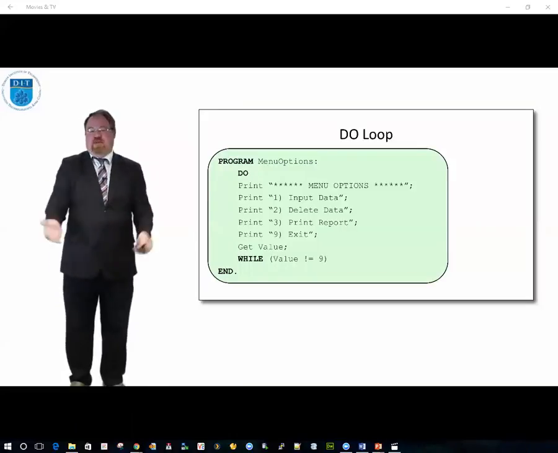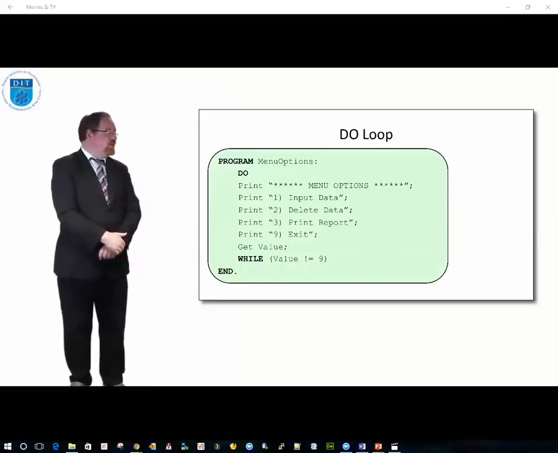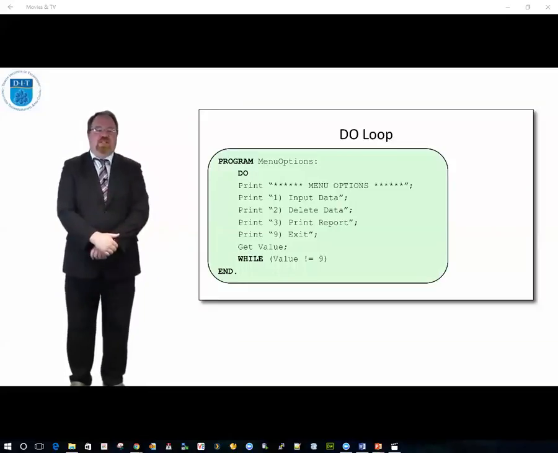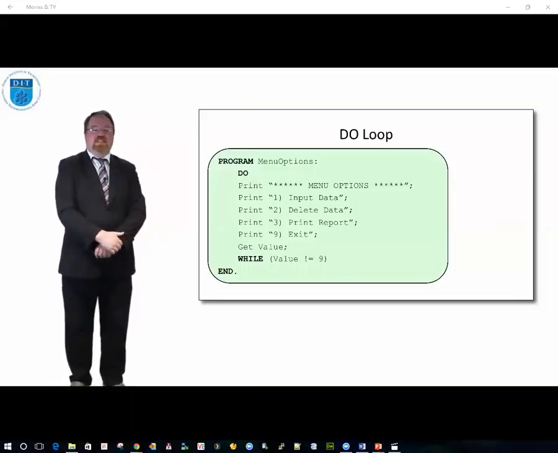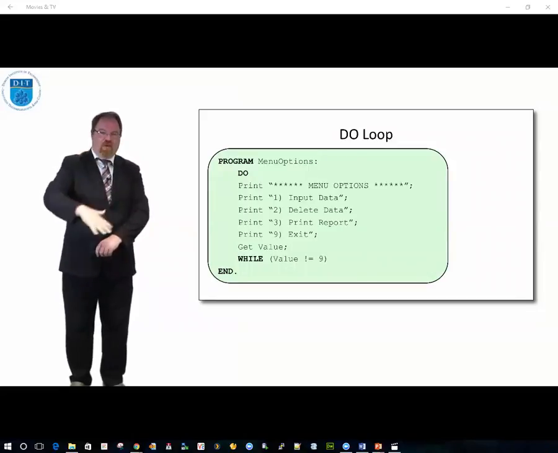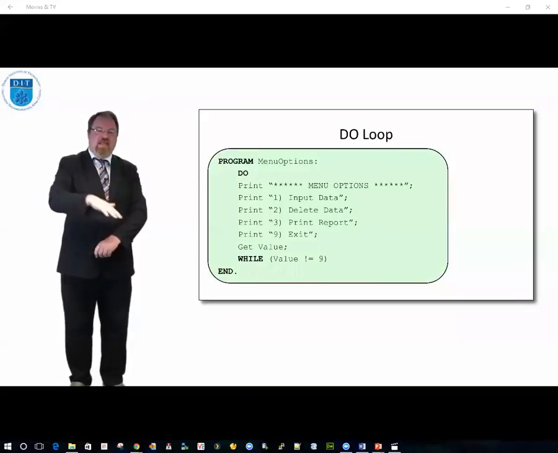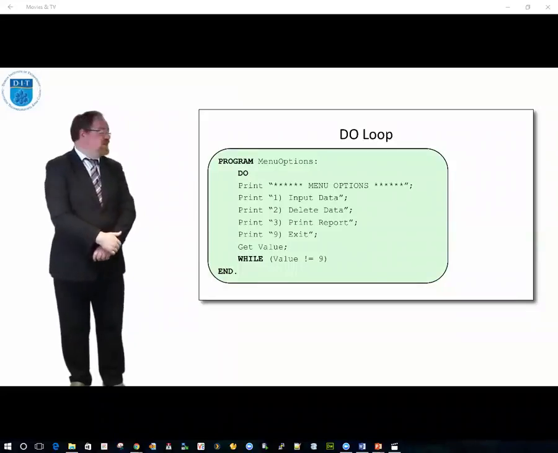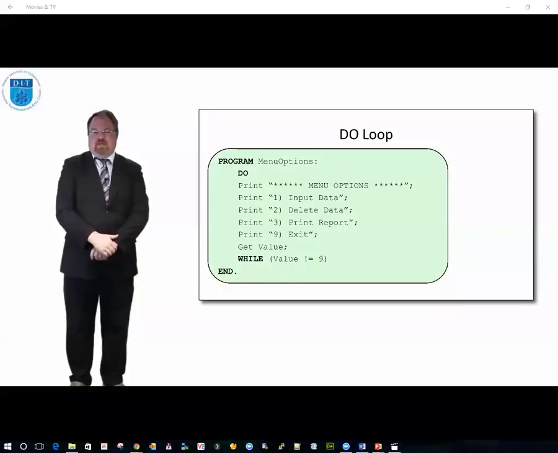And then we'll get whatever value the user puts in, and if they select 1, we'll run some function to input data. If they select 2, we'll delete the data. Select 3, we'll print the report. But if they select 9, we exit the menu. So because we have to print out this menu at least once, we'll keep printing out this menu until they select 9, and while value not equal to 9, if they select 9, then we exit the loop.